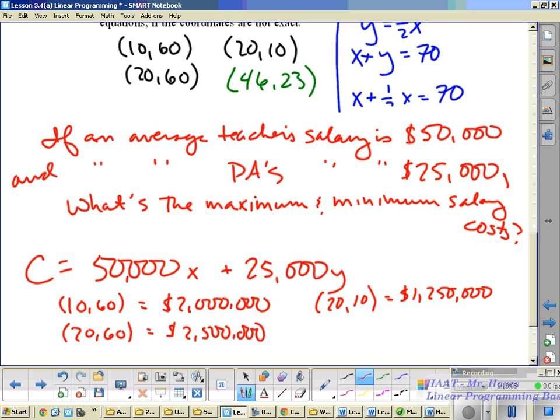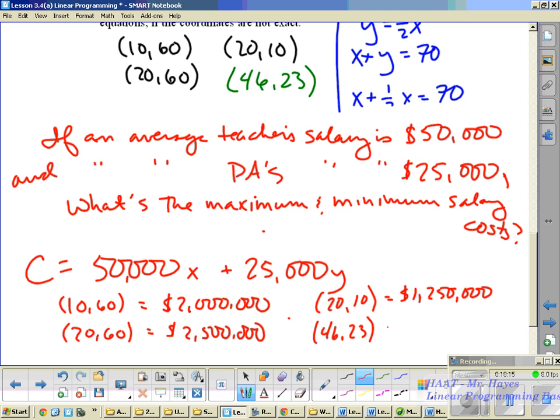And last but not least, the 46 and 23 is going to give you a very, very large number. And that's going to be $2,875,000. So if you really just wanted to worry about costs, you'd go 20 teachers, 10 PAs.